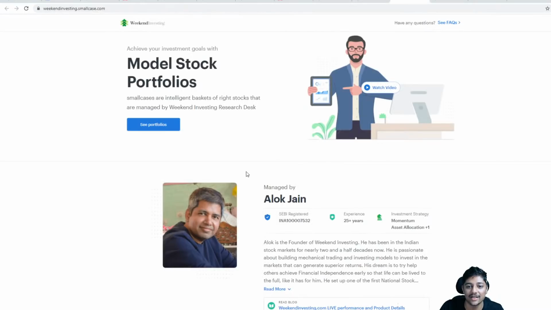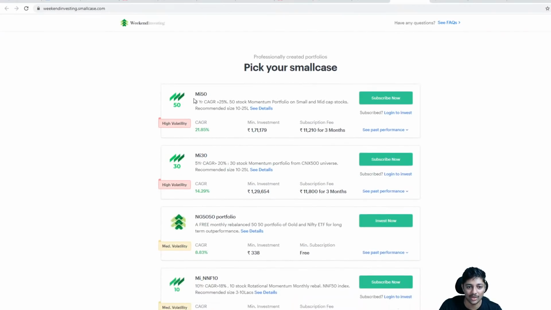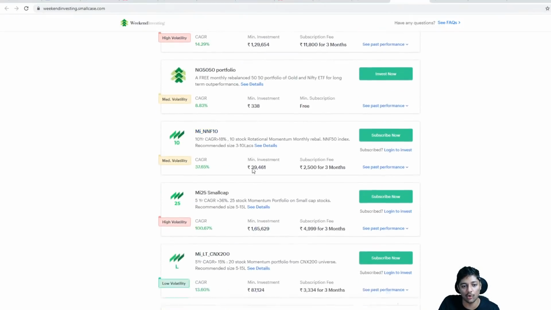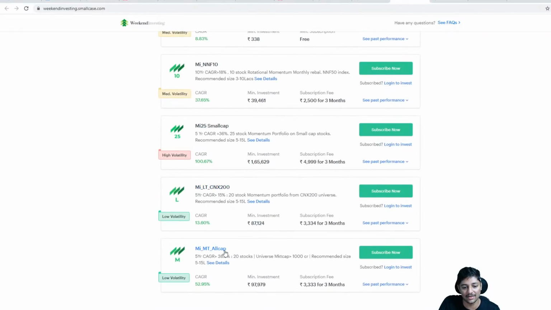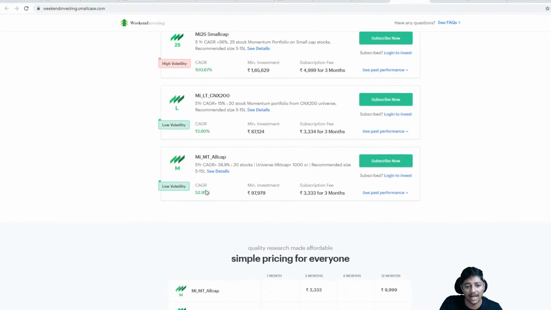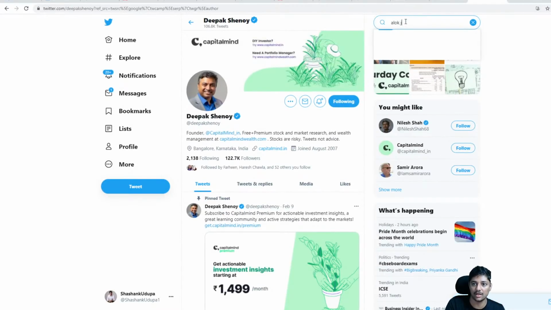Now, who is weekend investing run by? Weekend investing is run by a very famous guy called Alok Jain. Okay, it is run by a very, very, very famous guy called Alok Jain. Now, he's written a blog. He talks about his blog. He has different ones, by the way. If you look at weekend investing, they have so many. But I like this. And I'll tell you why I like this, right? Even though smallcase is 100, even though all this looks much bigger and better, I like this because I'll tell you why I like this also. Look at this. Okay, let me search Alok Jain.